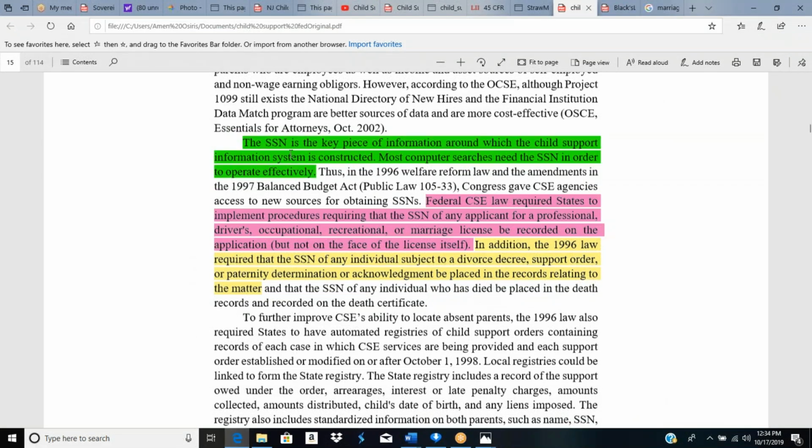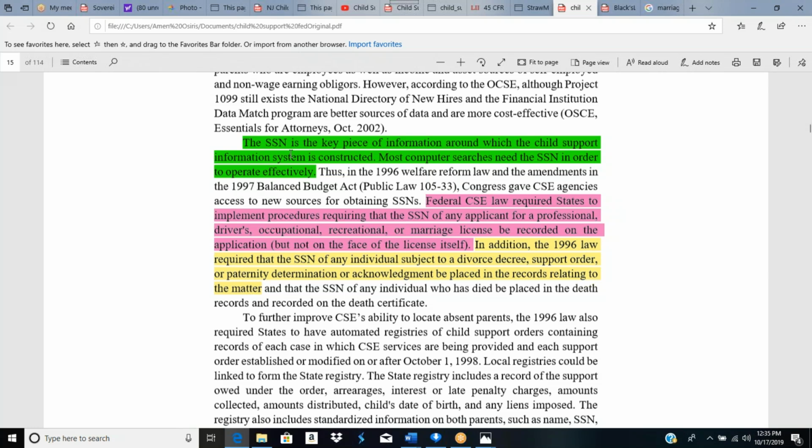Now, again, the SSN, the Social Security number, is the key piece of information around which the child support information system is constructed. All computer searches need the Social Security number in order to operate effectively. So in other words, gentlemen, the key piece of information, key means what? Indefinite description of property made certain. So they have to use their property in order to establish a child support case.